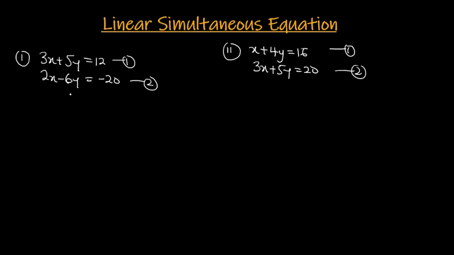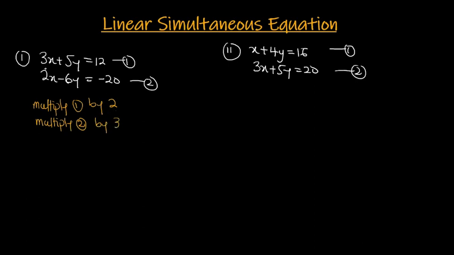Alright, so let's solve the first example using the elimination method. So if I look through my equation 1 and equation 2, I realize that I can try and cancel out the x first so that I find y and I do the substitution back to get my x. So I will decide to multiply equation 1 by 2 because I want to make this guy 6. Then I multiply equation 2 by 3 to also make it 6.